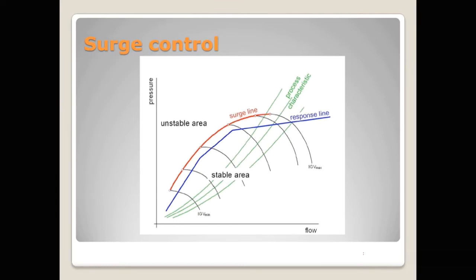The operator normally keeps a factor of safety to keep the operating point slightly on the safer side, so he defines an anti-surge line or a surge control line. So the operation is always restricted towards the right of this line.